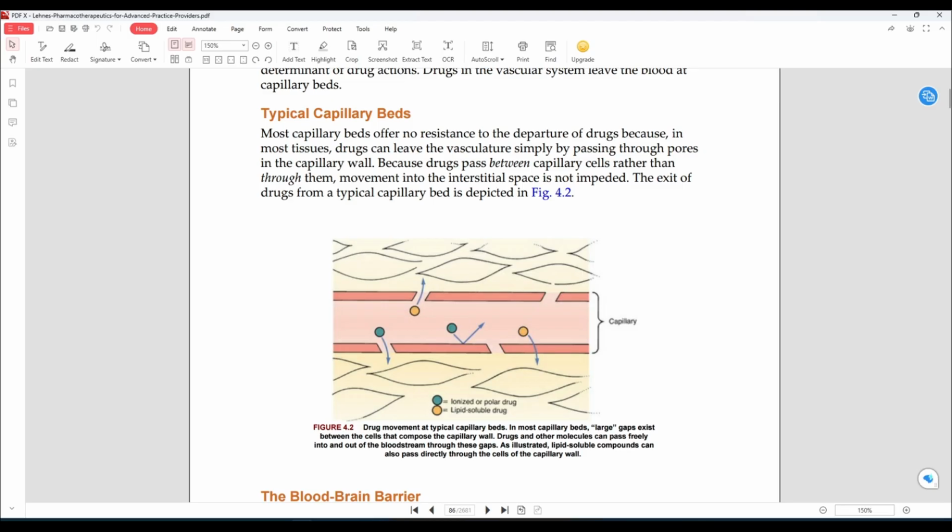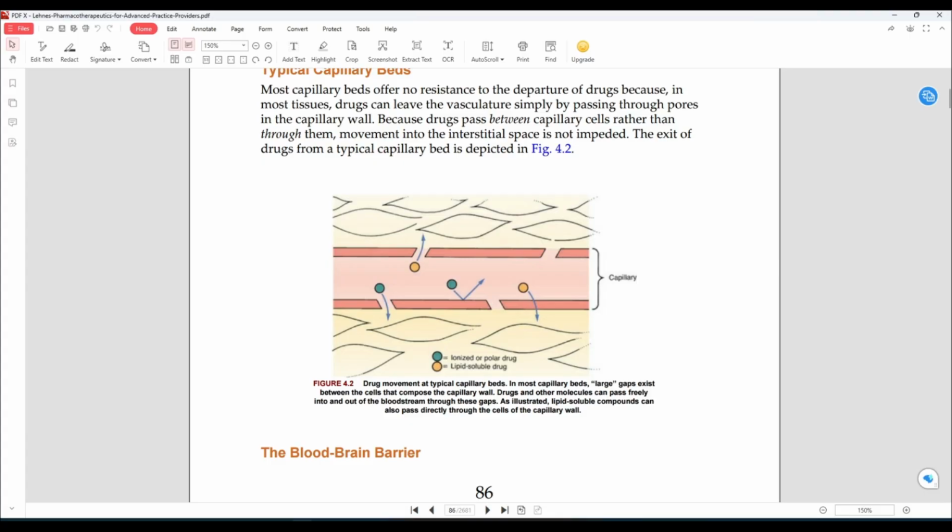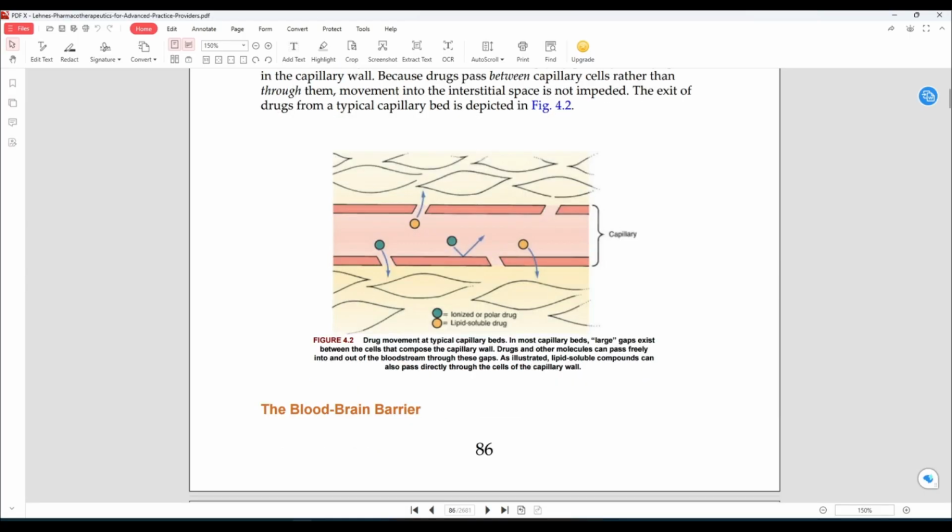Typical capillary beds. Most capillary beds offer no resistance to the departure of drugs because, in most tissue, drugs can leave the vasculature simply by passing through pores in the capillary wall. Because drugs pass between capillary cells rather than through them, movement into the interstitial space is not impeded. The exit of drugs from a typical capillary bed is depicted here in the following picture. A good spot to hit pause if you need to review the anatomy.